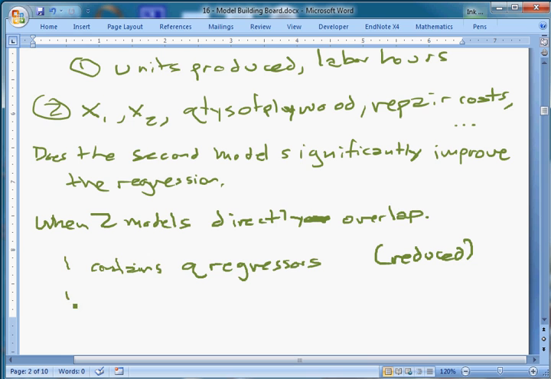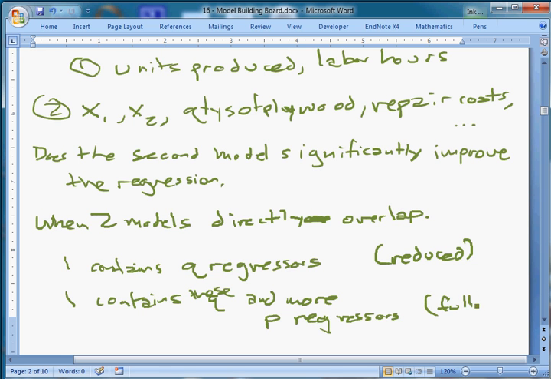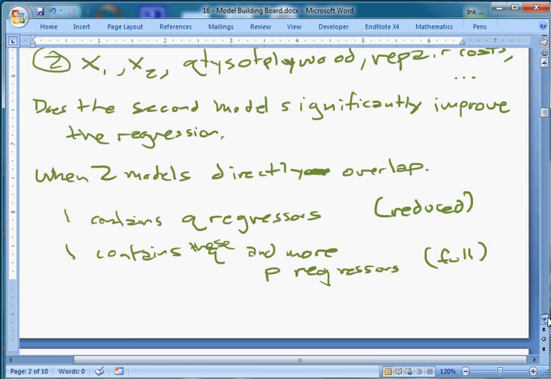And one contains Q, these Q, and more, for a total of P regressors. And this is the full model. We can test to see if the full model does a better job than the reduced model of explaining the data.